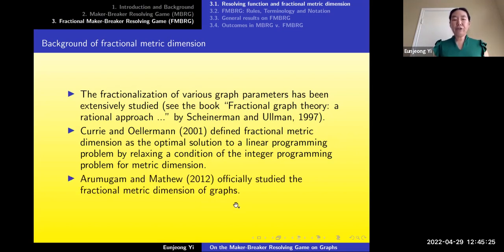The people who actually officially studied the fractional metric dimension are Arumugam and Mathew.